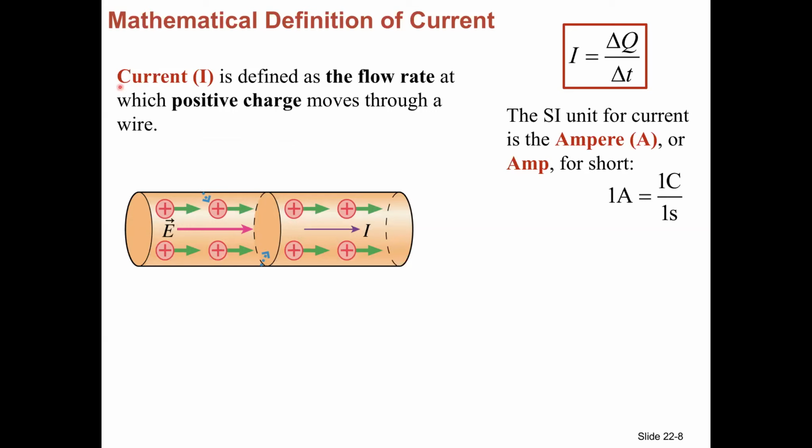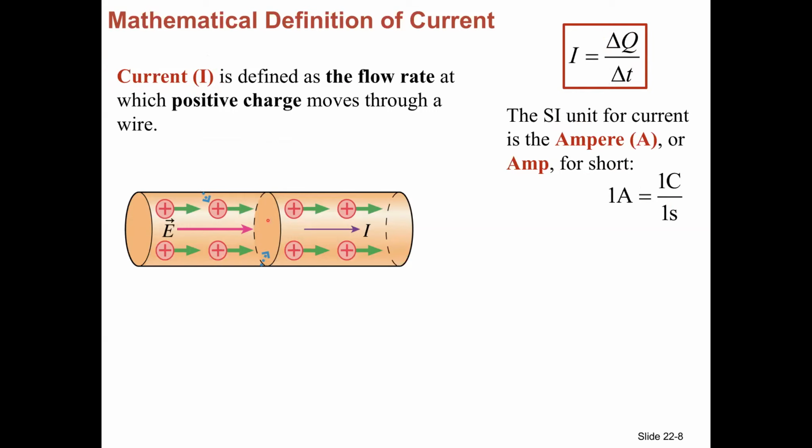Mathematically, current is given the symbol I, because we've already used C for coulomb. So electrical current is I, and it's the amount of charge moving past a given point per time. The SI unit for current is called the ampere, or the amp for short, and that's an abbreviation for a coulomb per second.